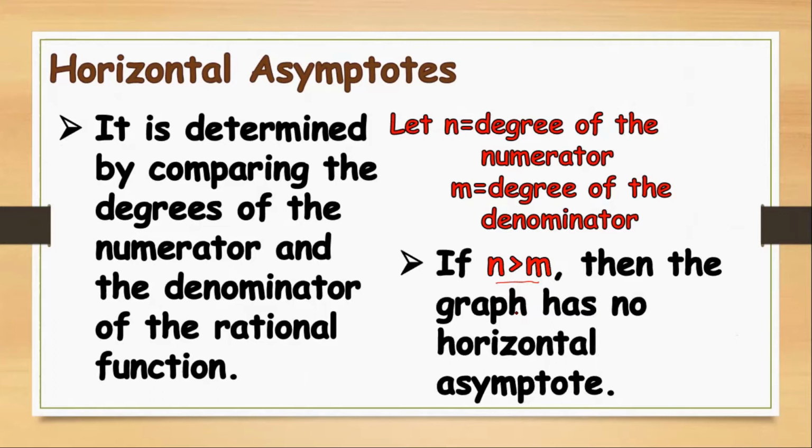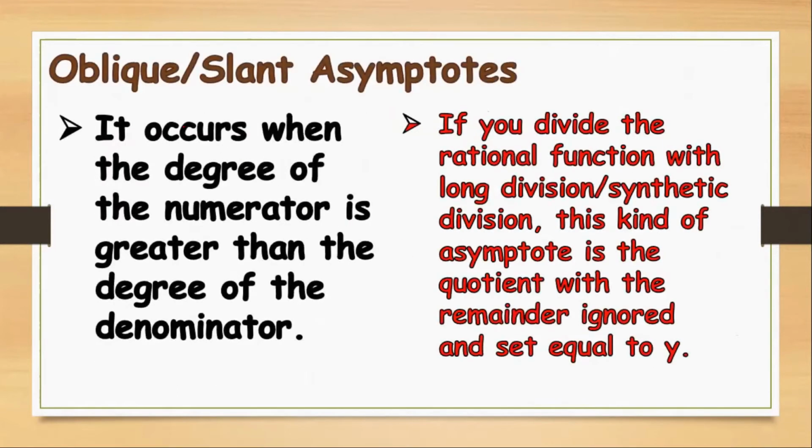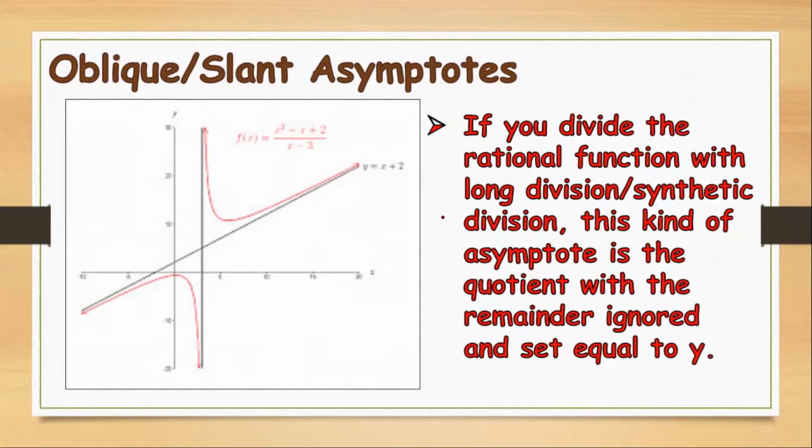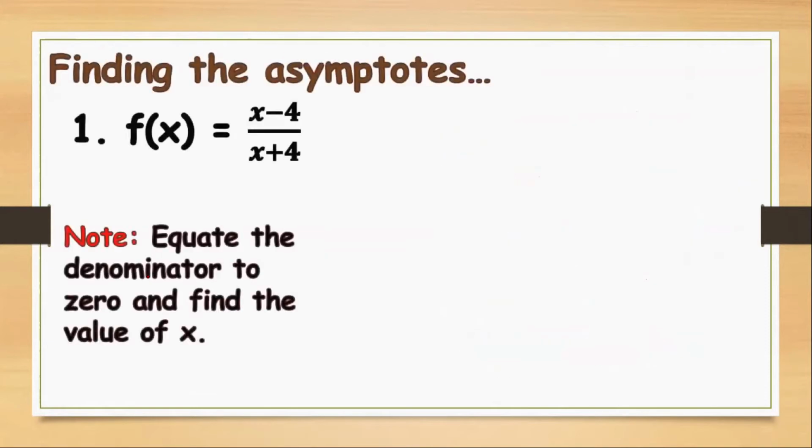If it has no horizontal asymptote, then it has an oblique or slant asymptote. It occurs when the degree of the numerator is greater than the degree of the denominator. And how to find this? If you divide the rational function with long division or synthetic division, this kind of asymptote is the quotient with the remainder ignored and set equal to y. So here is an example of an oblique or slant asymptote. So let's have these examples.